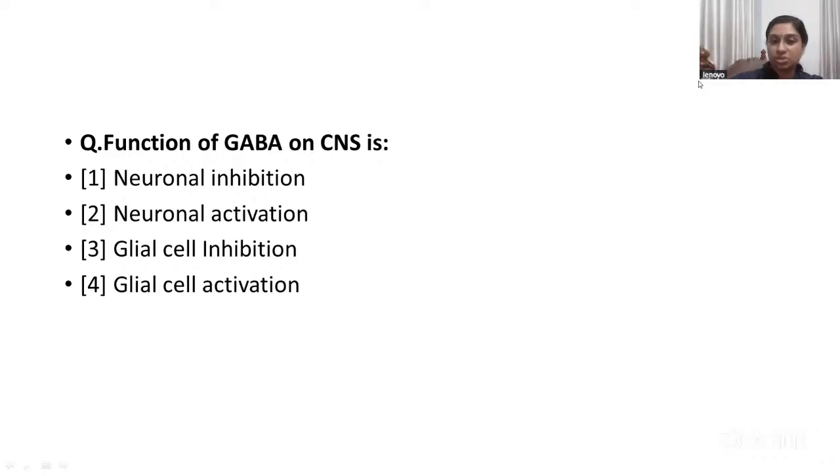Now, coming to the function of GABA in the CNS. The options are neuronal inhibition, neuronal activation, glial cell inhibition, glial cell activation. So what's GABA? GABA is an inhibitory neurotransmitter. So what is the function of GABA on the CNS? It's neuronal inhibition. We have to know that certain neurotransmitters are stimulatory or excitatory, and some of them are inhibitory, so you have to learn which of them are inhibitory. Mainly the neurotransmitters are excitatory, but there are certain neurotransmitters which are inhibitory.